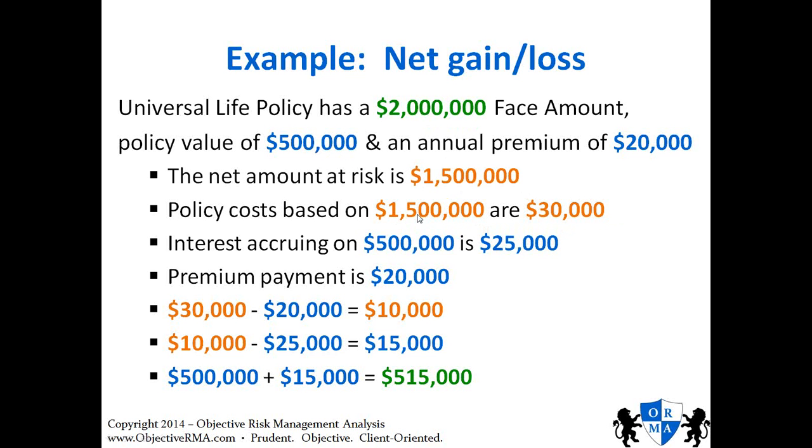If the policy costs on $1.5 million are $30,000, here's how the math works. You have a premium payment of $20,000, so the $20,000 is subtracted from the $30,000, leaving an outstanding balance of $10,000. And then because the $500,000 generates $25,000 in interest credits, you then subtract that from the $10,000, and you're left with a net gain of $15,000. You add this to the cash value, and that's what happens when your policy is in a positive position in regards to how the interest and the costs are credited to the policy.